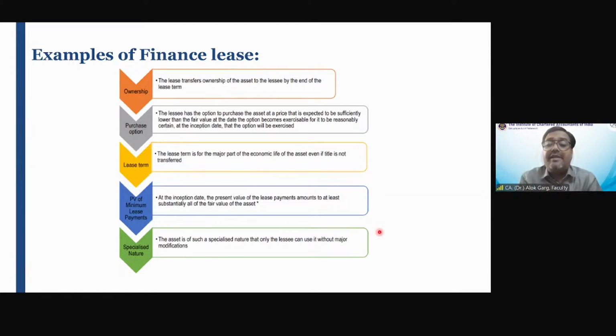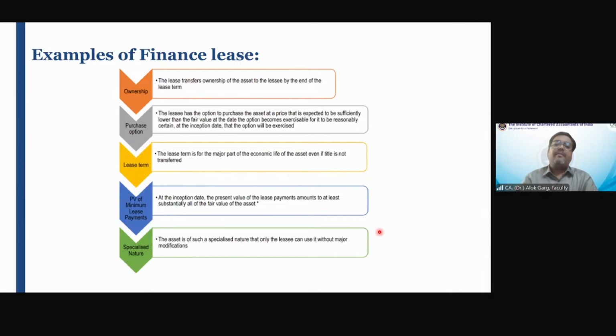सो वन ऑफ द इंडिकेटर इज प्रेजेंट वैल्यू ऑफ मिनिमम लीज पेमेंट इज इक्विवेलेंट टू द फेयर वैल्यू ऑफ द लीज एसेट, और the asset is of such a specialized nature which the lessor has manufactured, lessor has customized, lessor has purchased only for the purpose of the lessee, only for the purpose of use by the lessee, right? So these are the 5 indicators which indicate the transfer of risk and reward, and which indicate, these are the indicator of the finance lease contract.